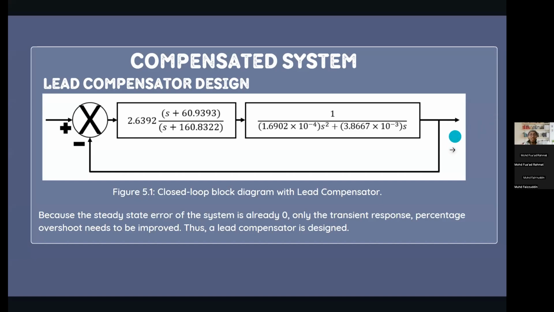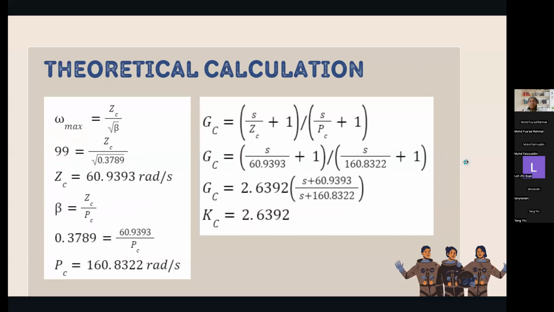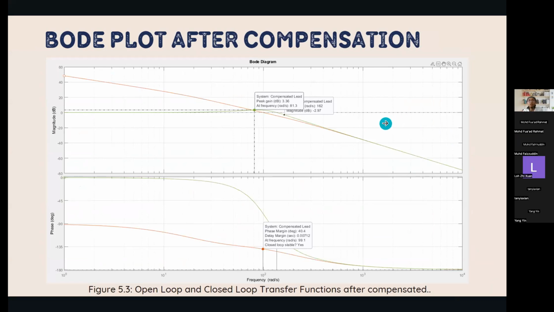And this is the block diagram. I forgot to present. And from all the calculation, we get the GC of the lag compensator. And this is the Bode plot before applying the GC, which is from task 1. And after we apply the GC into the block diagram, we get that the phase margin is 40.4 degree, which is near to what our design is, which is 39.1.